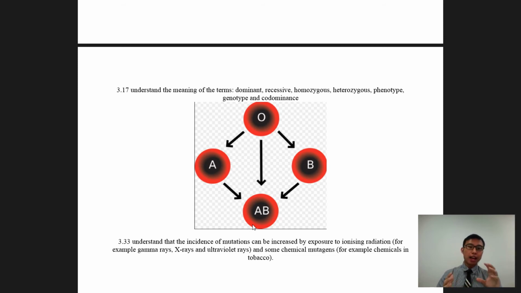Okay, and the next bullet point is more focused on mutations. Basically, if you're exposed to ionizing radiation, or if you're exposed to some chemical mutagens, it will increase your risk of having mutation, and mutation of cells could cause cancer, and basically your tumor cells could have uncontrollable mitosis. So this is what happens. So stay away from ionizing radiation and any chemical mutagens.